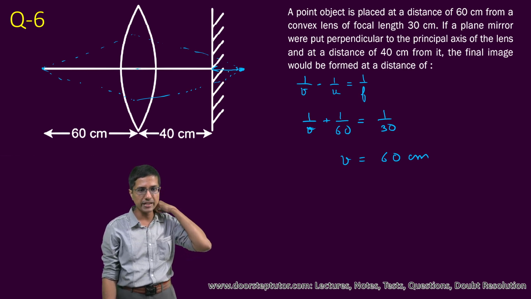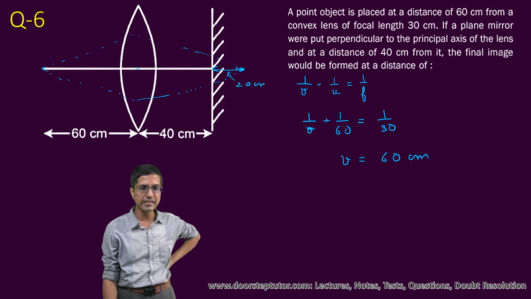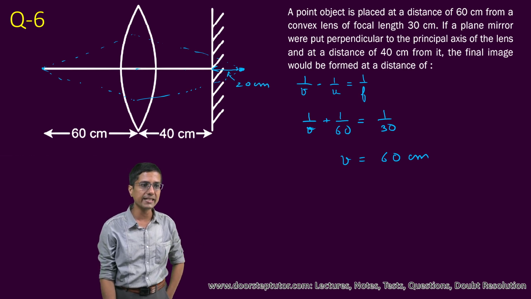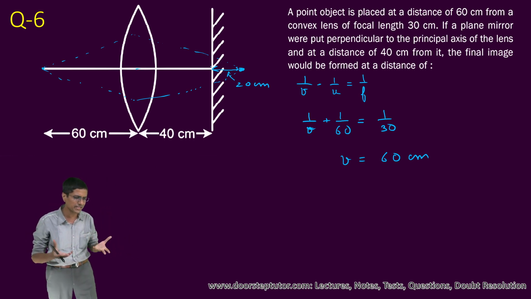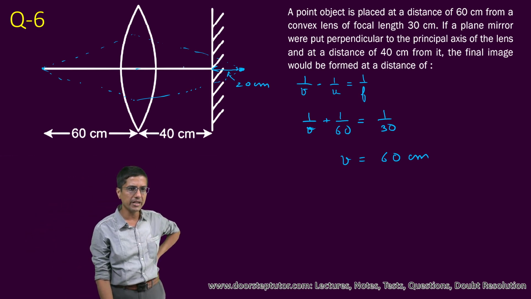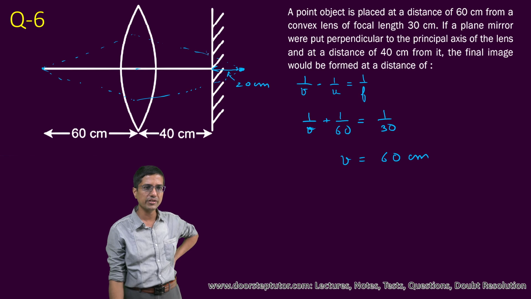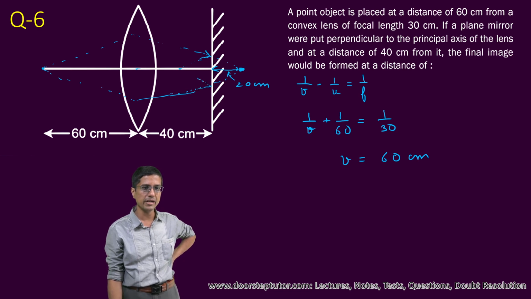So it is formed right here, at a distance of 20 centimeters from the mirror. From the lens 60 centimeters, and 20 centimeters from the mirror. The image is formed inside the mirror, which means that it is just a virtual image. What does it mean? It means that the light rays would come here, get reflected, and then meet somewhere here. Similarly, the light rays would come here, get reflected, and meet somewhere here. They would virtually meet here.